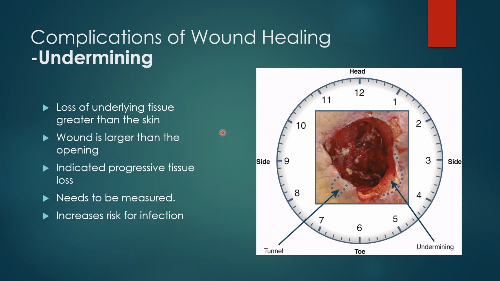So if you go back one slide, there's also a photo there of the undermining on the tunneling slide, and it's where the wound just right underneath the skin extends. So it indicates progressive tissue loss. It means that wound is not healing correctly. Those tunnels, or those undermining, need to be measured, and they need to ensure that they are cleansed appropriately because they do have a higher risk for infection and for abscess formation.